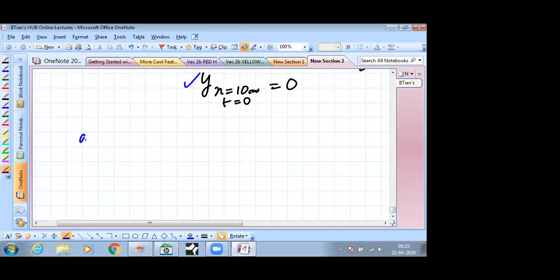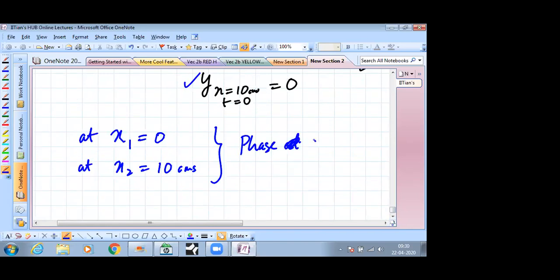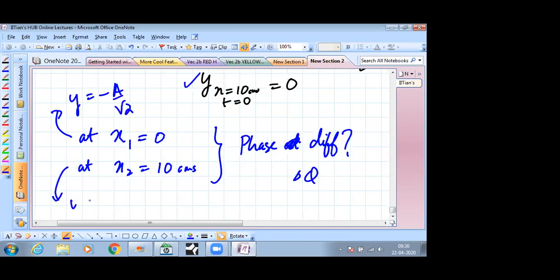x1 let's say as 0 and x2 at 10 centimeters. Okay, you can also understand from here what is the phase difference between these 2 points. From that also we can determine lambda. Phase difference कितना है? Delta phi. Okay, so x0 पे मेरा y कितना था? y था minus a by root 2 और यहाँ पे y कितना है? 0.